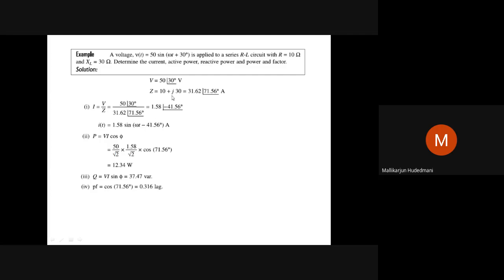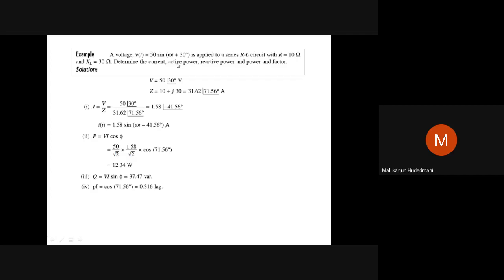ωt is the angular progressing velocity, because 50 or any frequency is not given. Simply ωt. Let us make it ωt minus the phase angle by which it is below the reference. It is called minus 41.56. You can write here: this became your first answer.